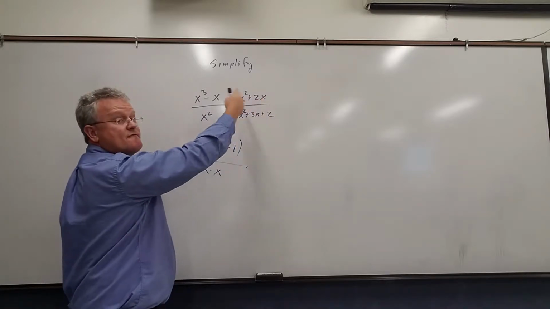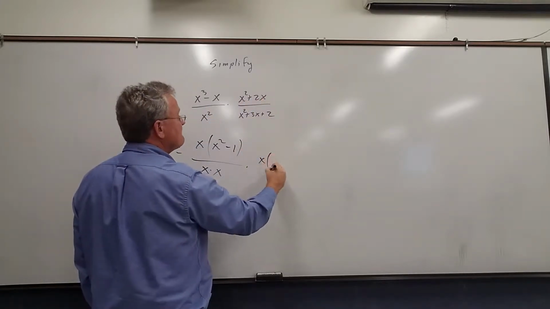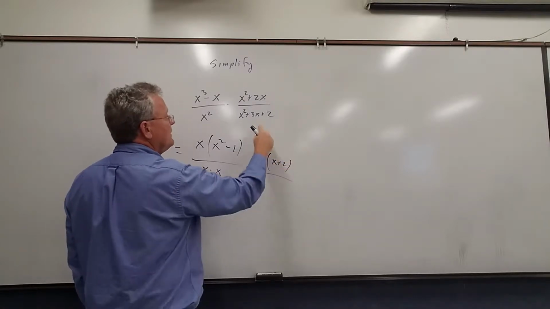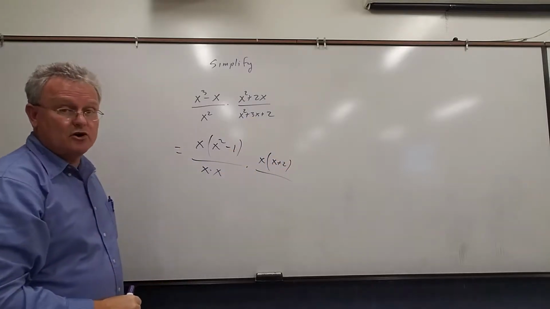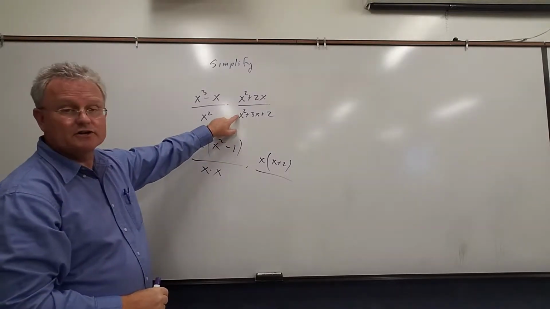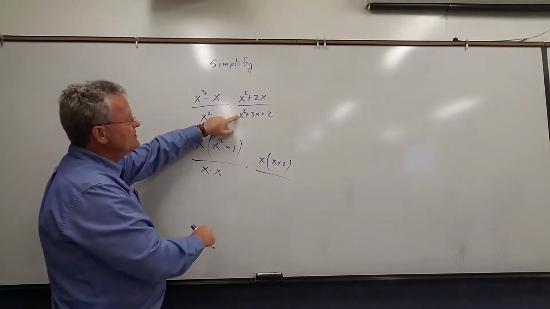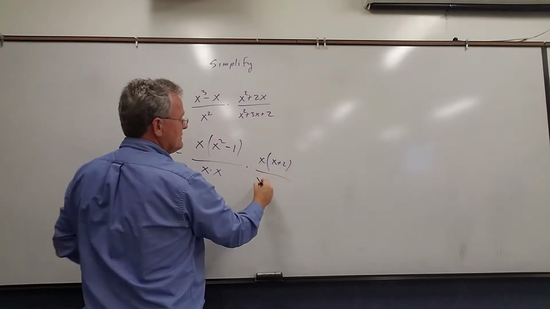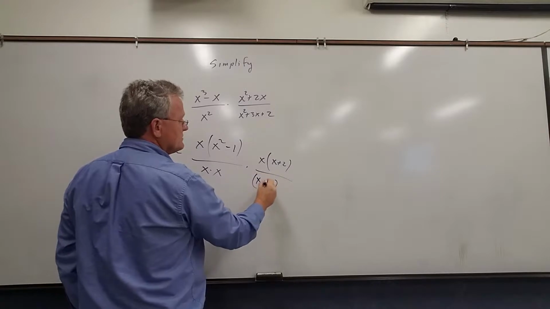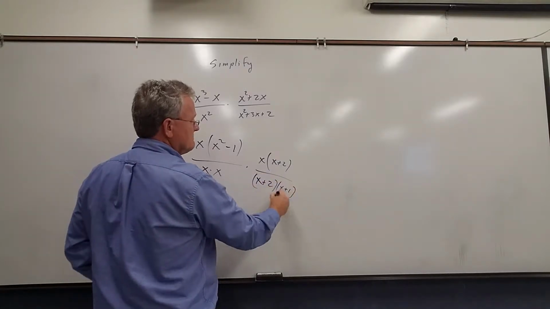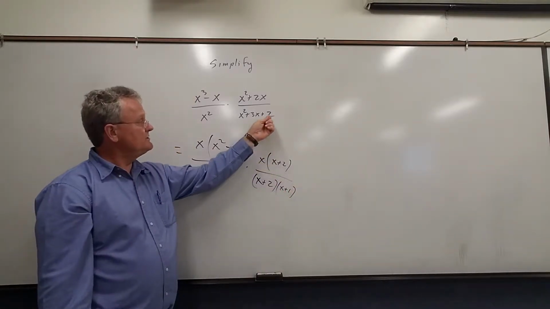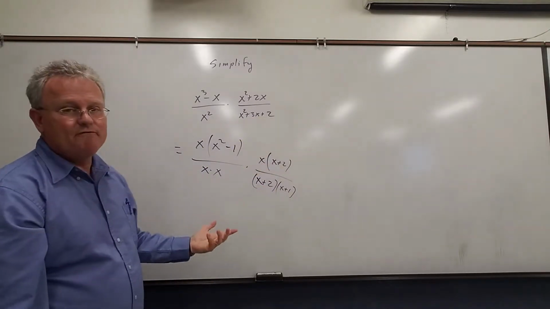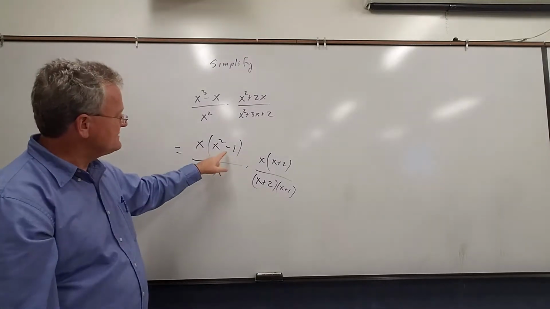Here, again, I can factor out an x, the greatest common factor, and then I'm left with x plus 2. Here, well, this is a trinomial. The number in front of x squared is 1. So we need to figure out what two numbers multiply to 2 but add to 3. Well, positive 2 and positive 1 multiply to 2, and those two numbers add to 3.